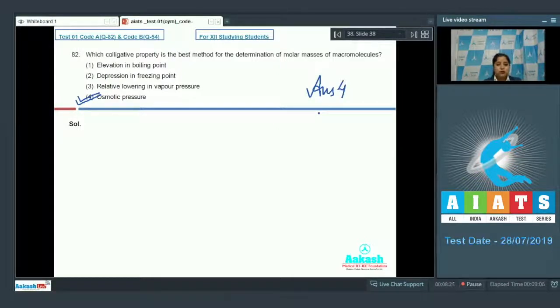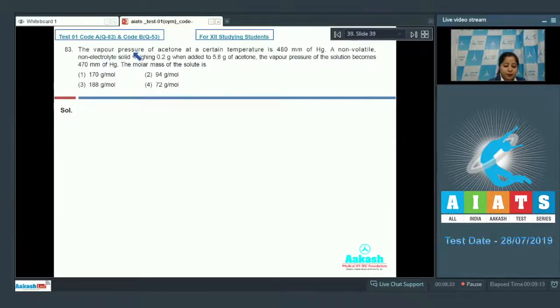Class, let's move to our next question, which is question number 83. The vapor pressure of acetone at a certain temperature is 480 mm of Hg. A non-volatile, non-electrolyte solid weighing 0.2 gram, when added to 5.8 gram of acetone, the vapor pressure of the solution now becomes 470 mm of Hg. We have to calculate the molar mass of the solute. The given options are 170 gram per mole, the next is 94 gram per mole, the next is 188 gram per mole, and the last is 72 gram per mole.